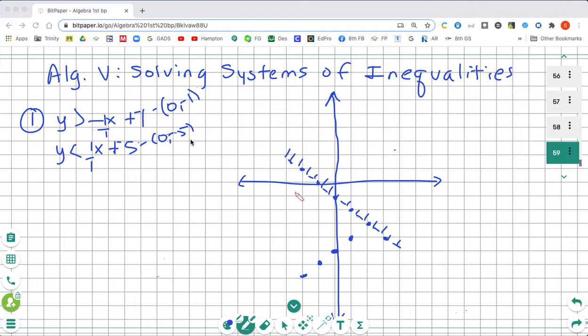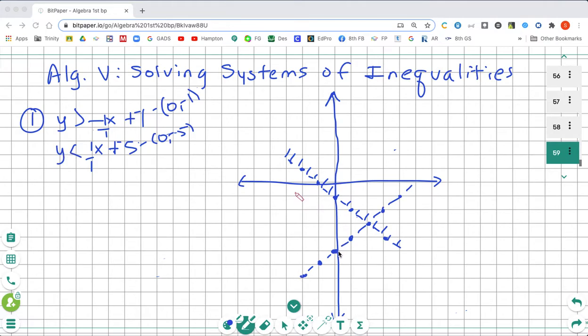Now I'm going to need to continue my slope past the line of intersection. So up 1 to the right 1, up 1 to the right 1. This is a less than, not less than or equal to, so it's also going to be a broken line. And I'm looking for the y's that are less than the y's on the line.